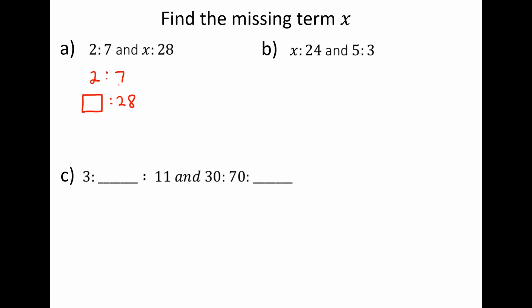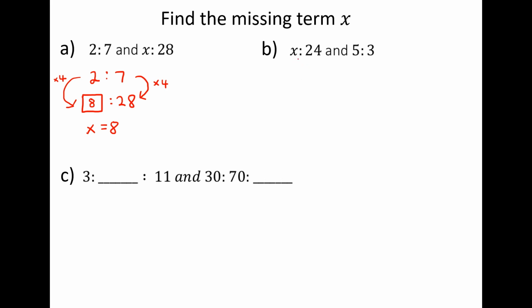Now, because they're equivalent, I ask myself, how can I get from 7 to 28? Well, I multiplied by 4, right? Okay, but what I do to one side, I have to do to the other side. So what's 2 times 4 going to equal? 8, right? So that means my unknown, which is x, is going to be equal to 8.